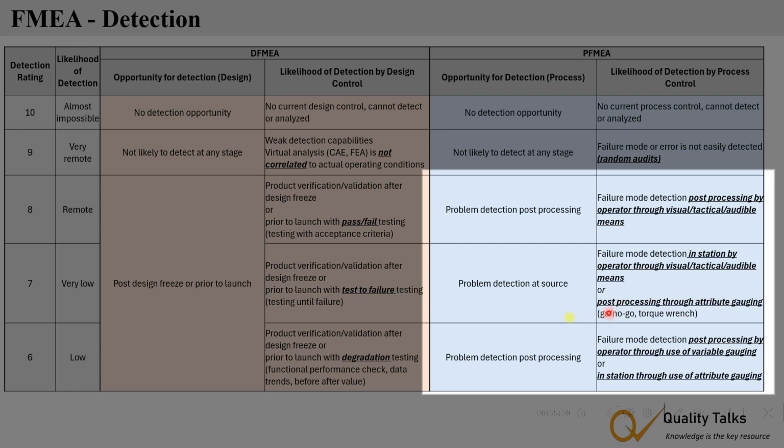Coming to rating 6, failure mode detection post processing by operator through use of variable gauging. Variable gauging means when you are able to measure variable data. It means if you are taking a dimension with a vernier caliper, it is giving you variable data. So post processing by variable gauging or in station through attribute gauging gives a rating 6 for the detection.